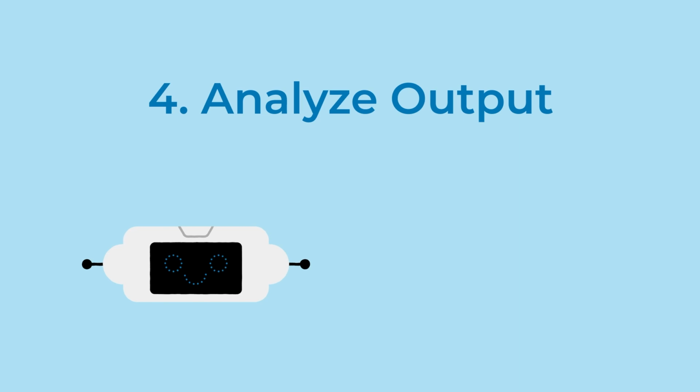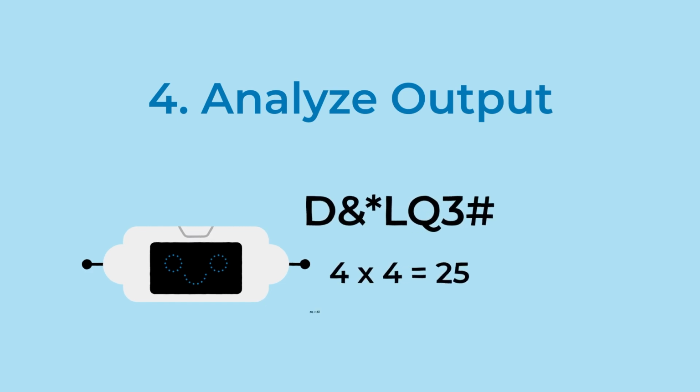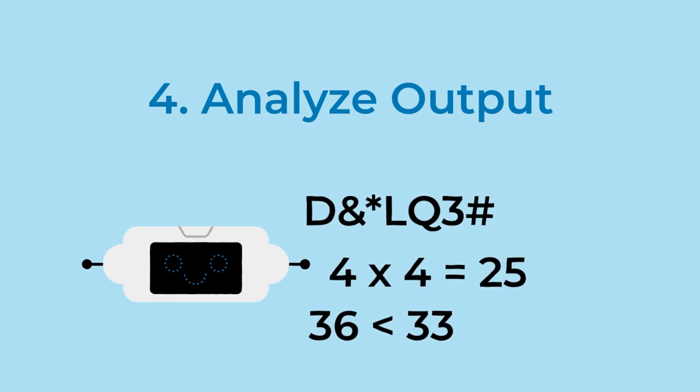Number 4. Errors in AI can also be identified by analyzing the output or results of the model. For example, if a chatbot repeatedly gives incorrect responses or answers that don't make sense, then there may be an error in the model's programming.